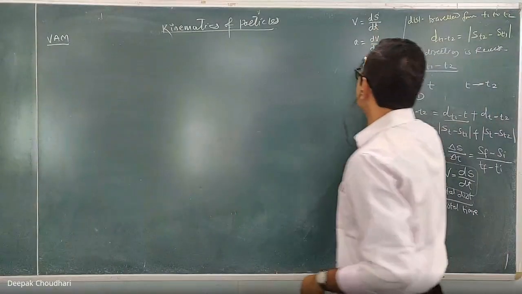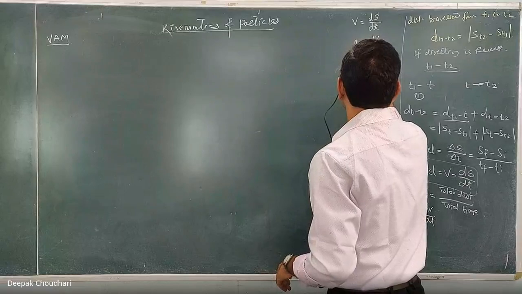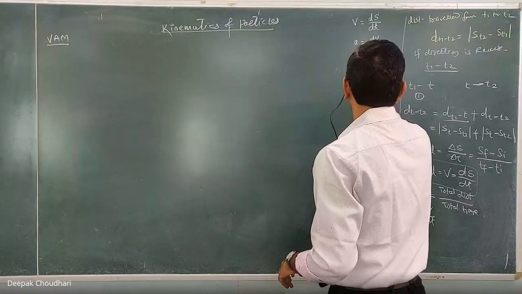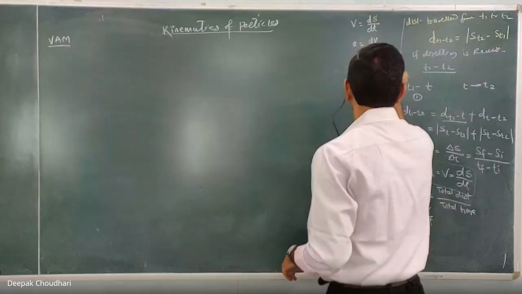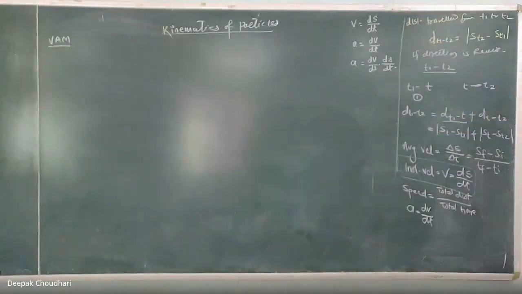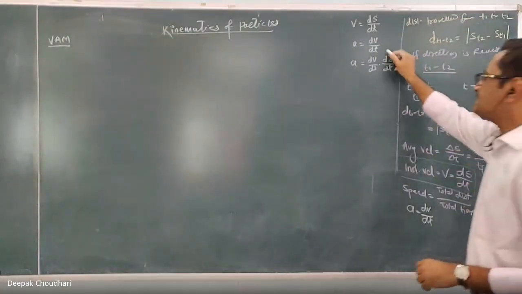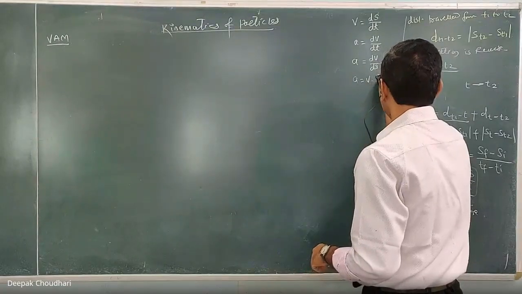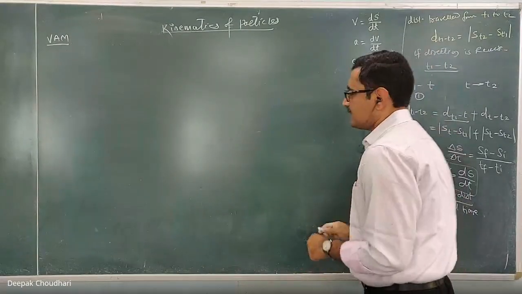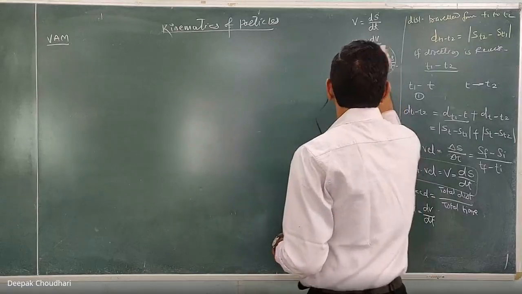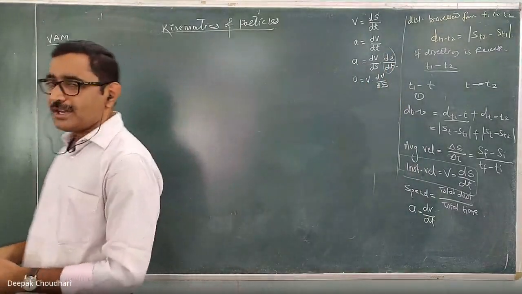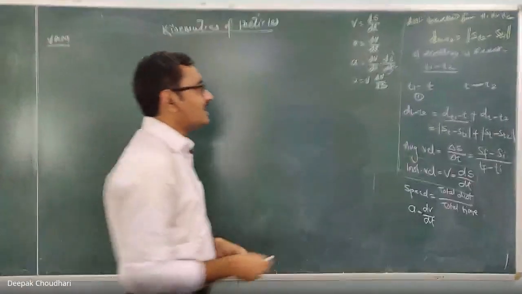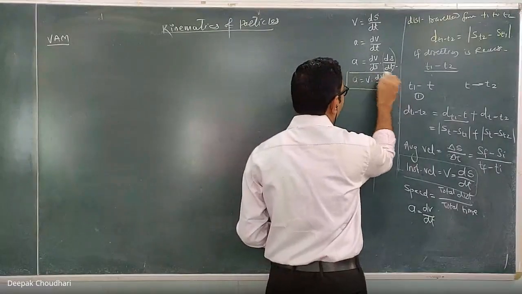Then this dv by dt can be written as dv by ds into ds by dt. Here I have split that. Then this ds by dt can be written as v. So acceleration can also be written as v into dv by ds. So we can write v equal to ds by dt, or a equal to dv by dt, or we can write a equal to v into dv by ds.